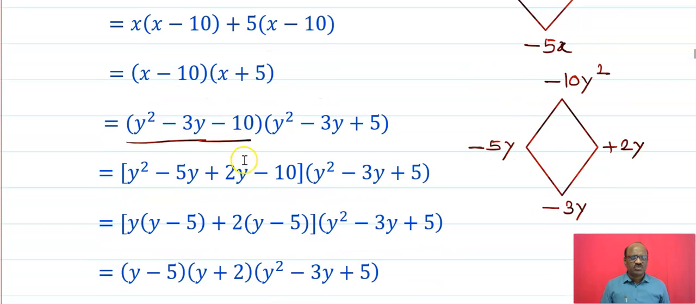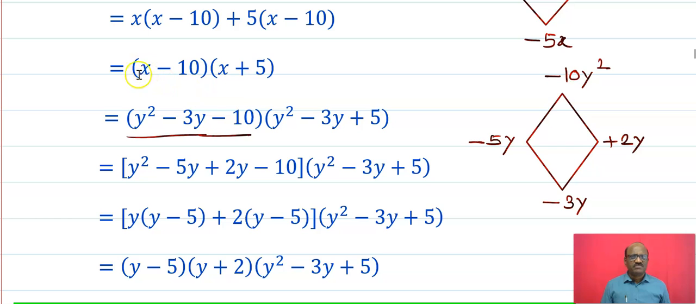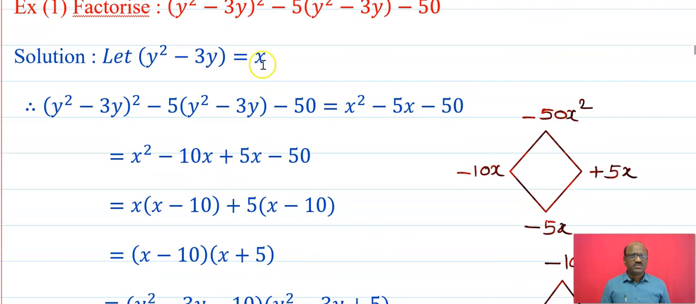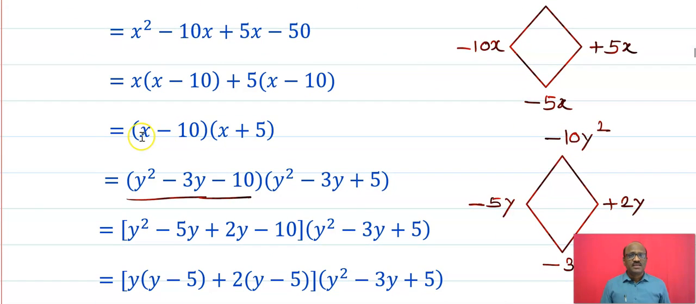x - 10 is common. Then in the first bracket you will get x - 10, and what are the remaining terms? The remaining terms are x + 5. And now replace the value of x. But what is x? X काय होता यामध्ये y² - 3y. x is replaced by y² - 3y - 10. Again x is replaced by y² - 3y + 5.